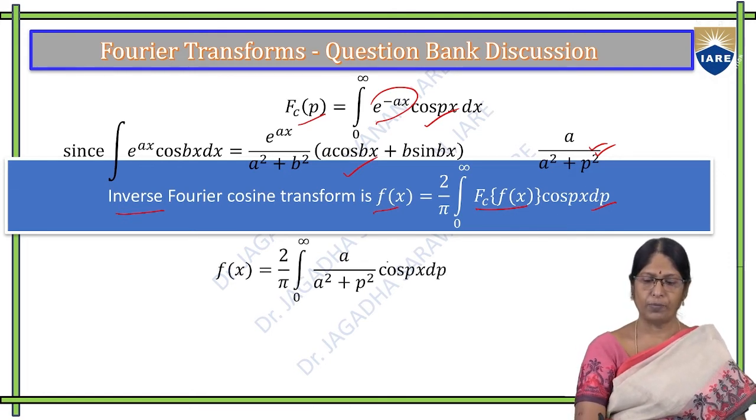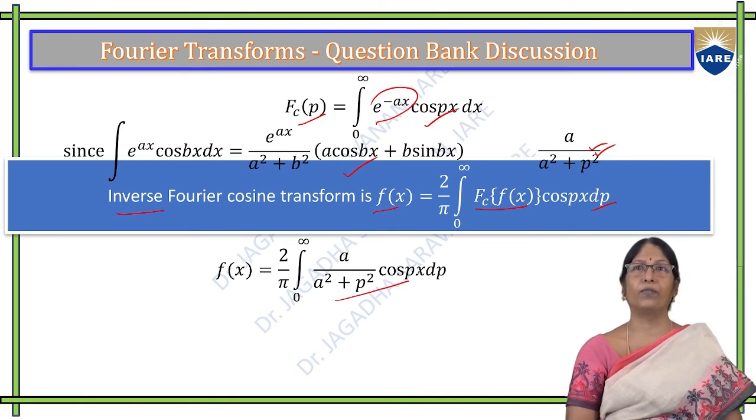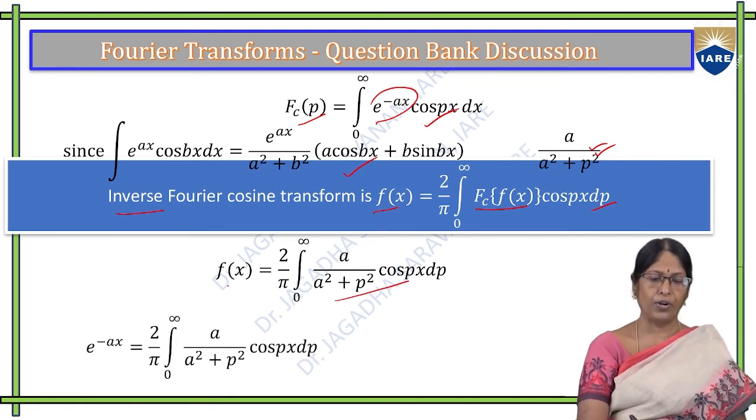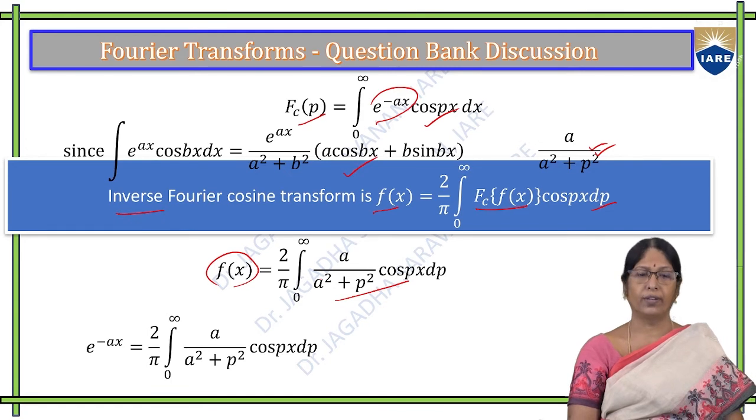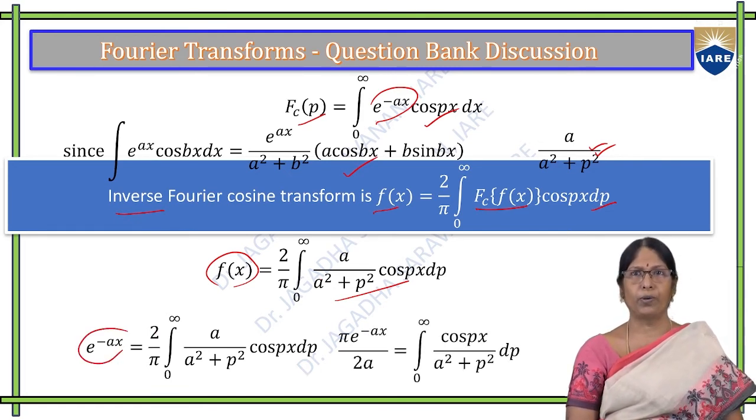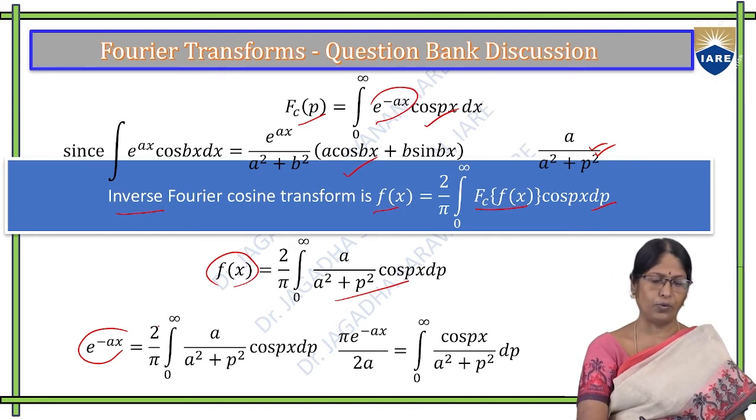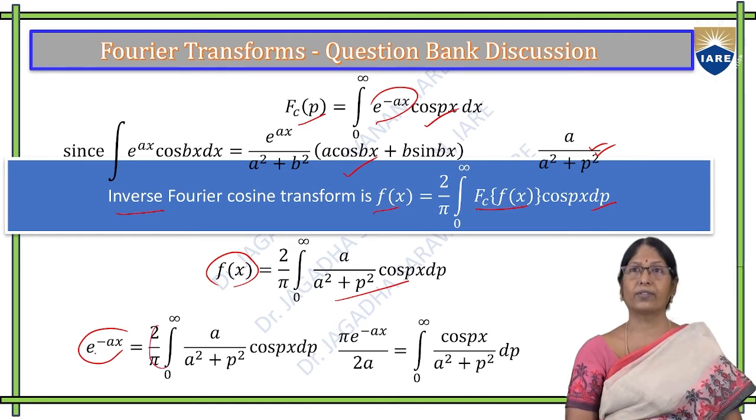So after substituting here, this is the one we find. We already know what our f of x is, so we are replacing it. Some simplifications we have done. Just the 2 pi, we brought to the other side and we obtained the result.